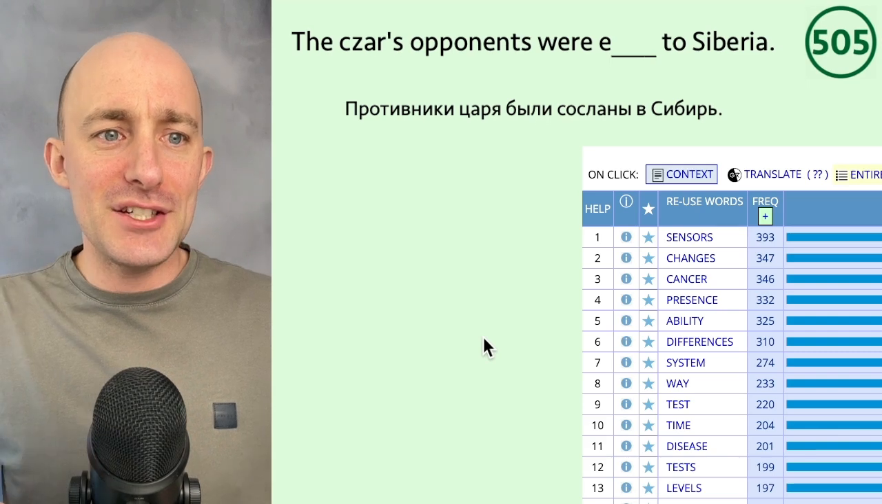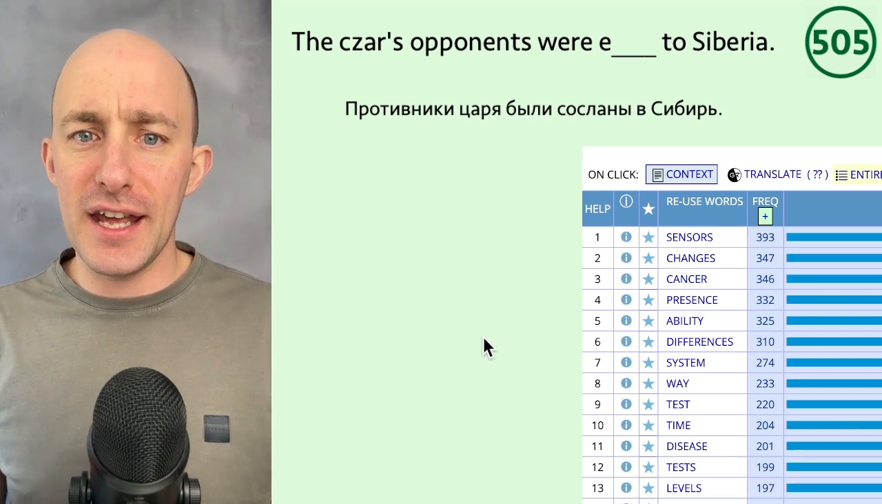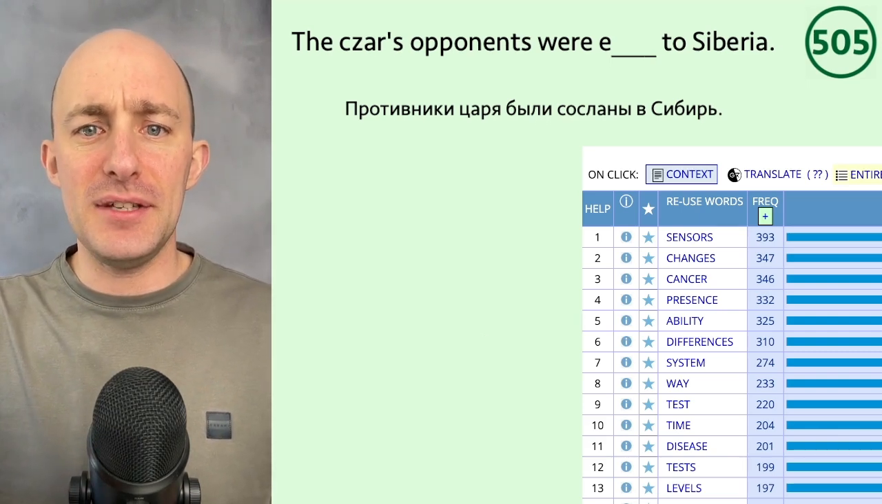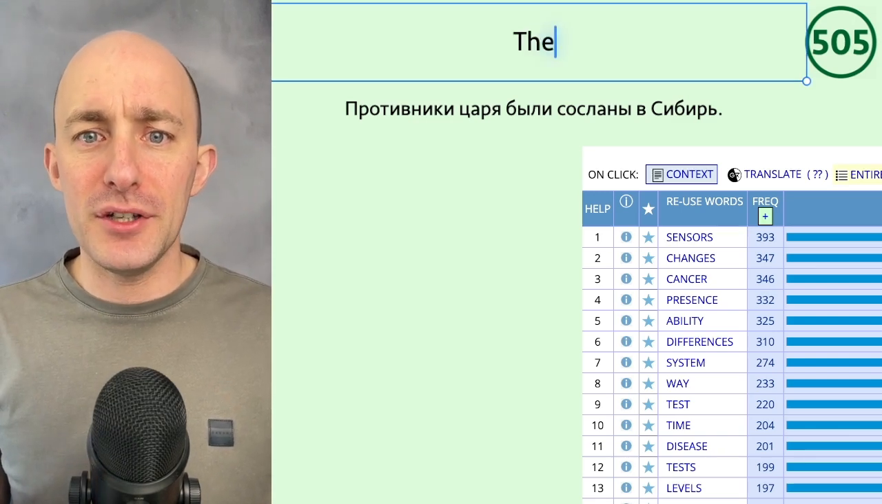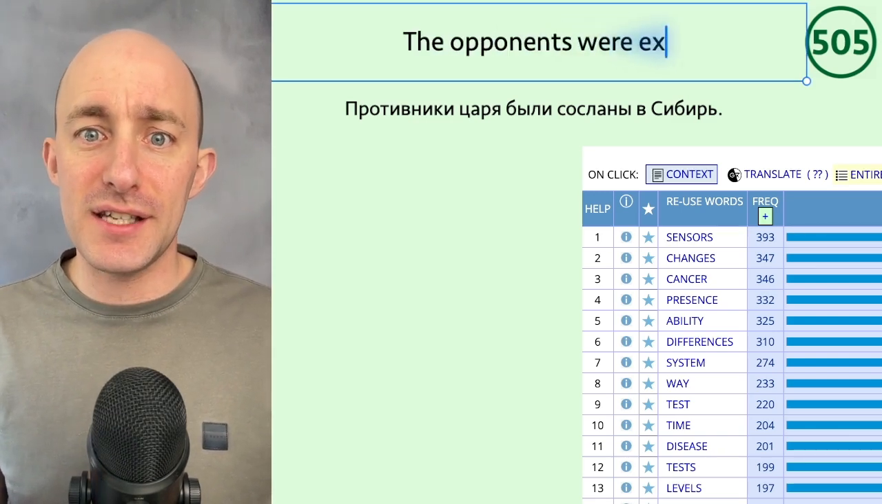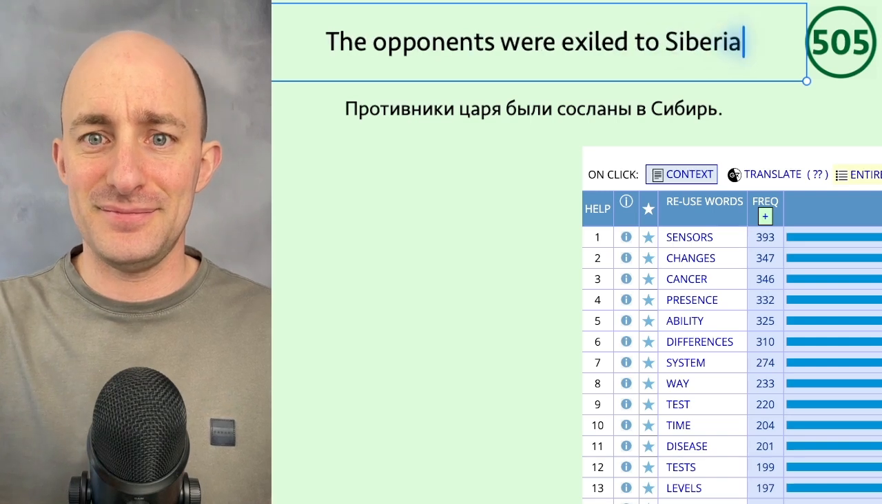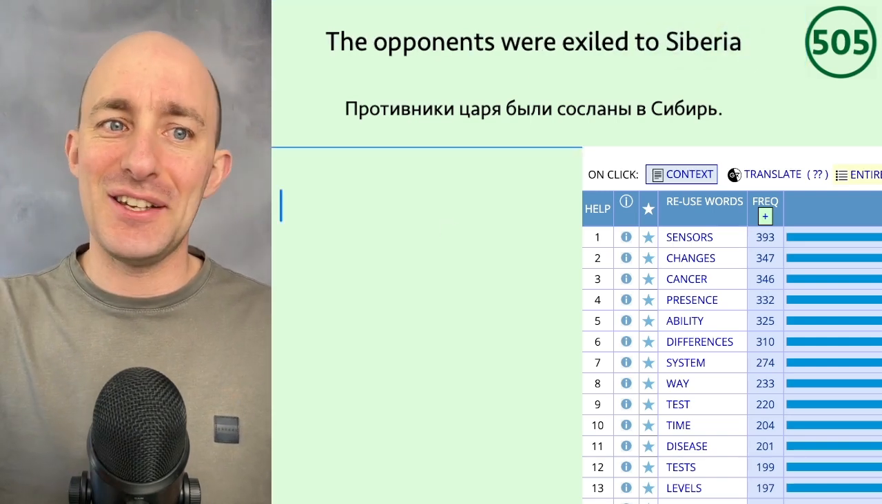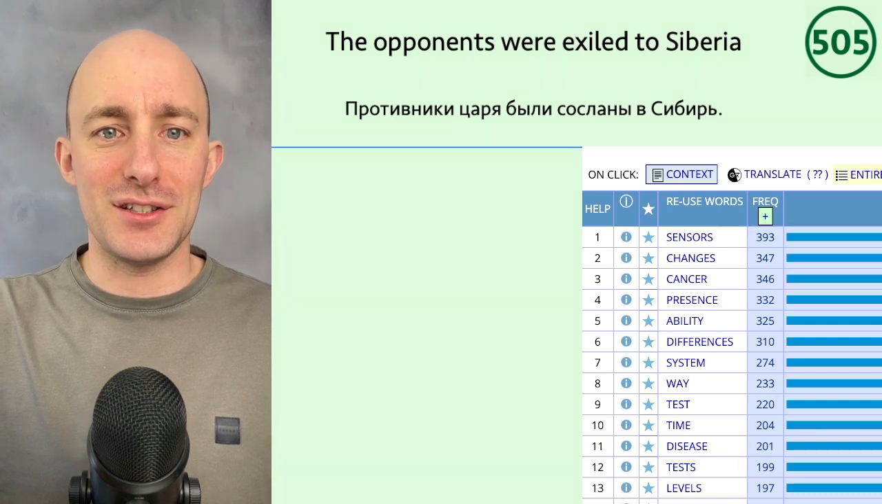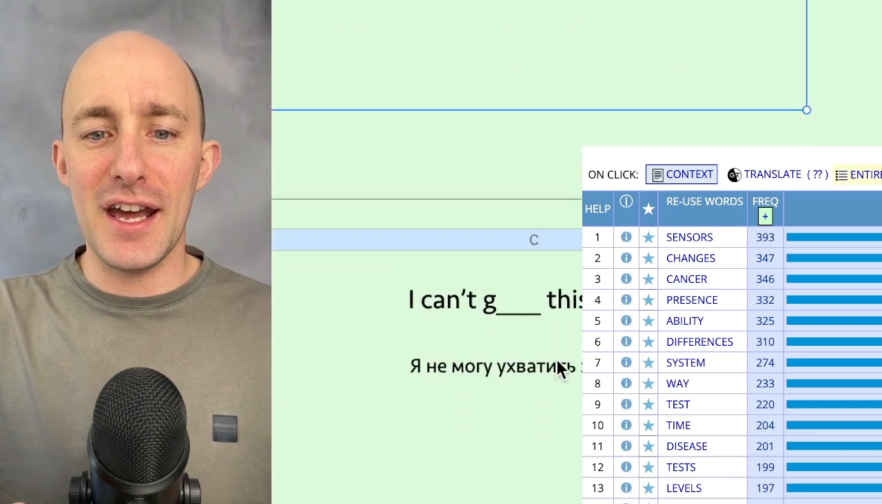It's also an adjective. Противники царя были сосланы в Сибирь. The Tsar's opponents were exiled to Siberia. We're exiled. You can use American or British pronunciation. All right, the next one.